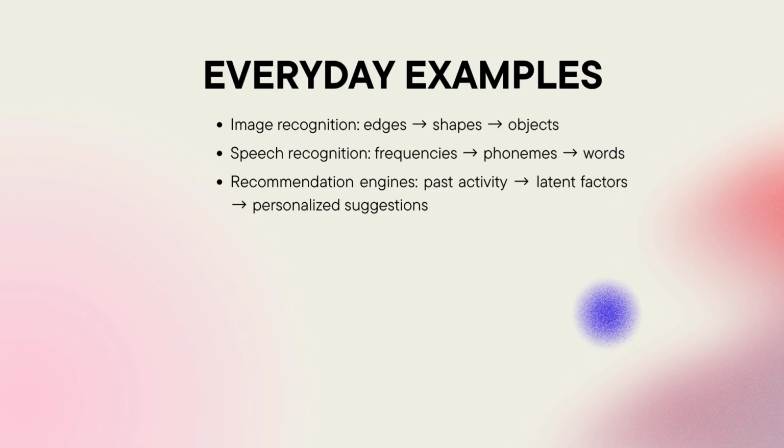Recommendation systems, such as those on streaming platforms, analyze past user activity, and early representations capture raw viewing or purchase history, while deeper representations uncover latent factors such as genre preferences or hidden similarities between products. These examples highlight how neural networks transform raw data into progressively more meaningful representations, enabling them to power everyday technologies we now take for granted.